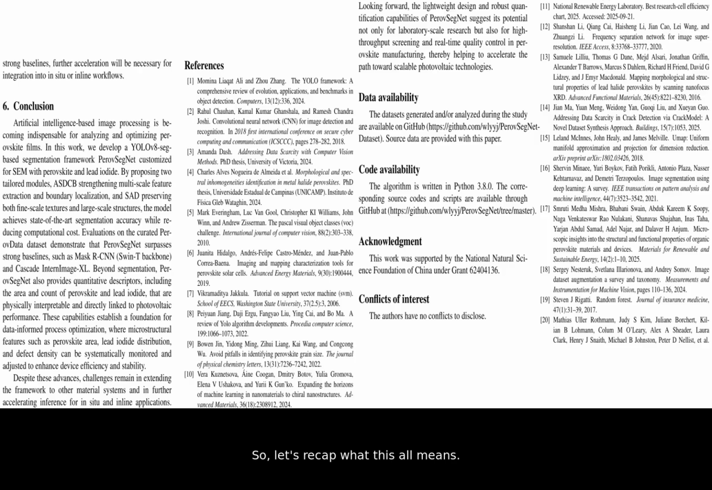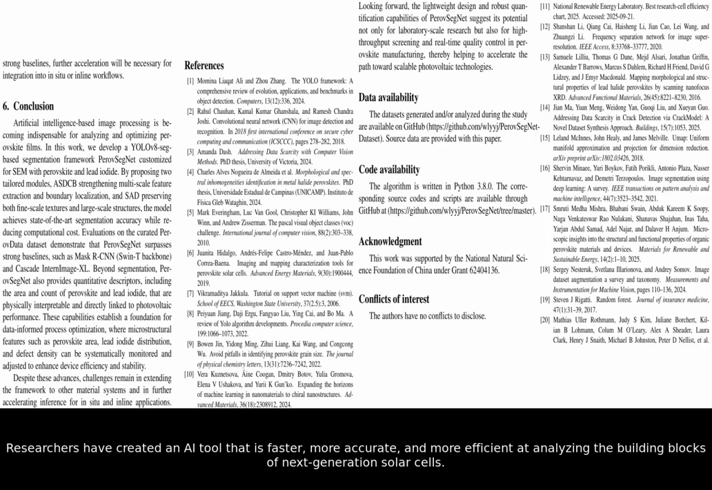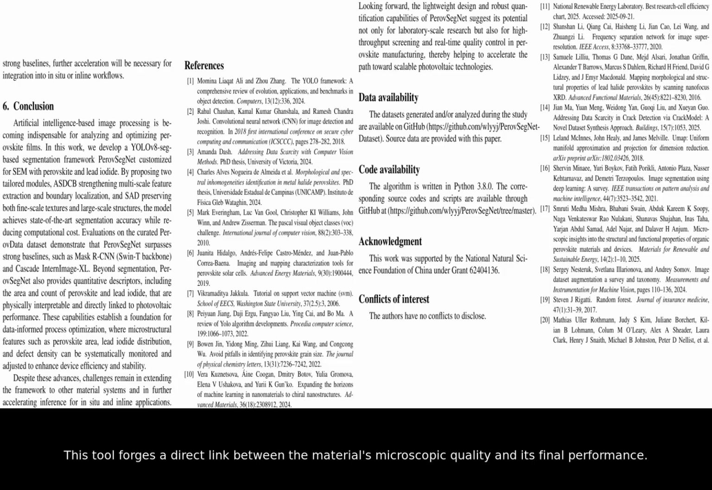So, let's recap what this all means. Researchers have created an AI tool that is faster, more accurate, and more efficient at analyzing the building blocks of next-generation solar cells. This tool forges a direct link between the material's microscopic quality and its final performance. For the future, this is a game-changer.